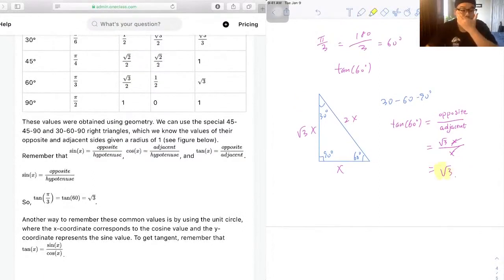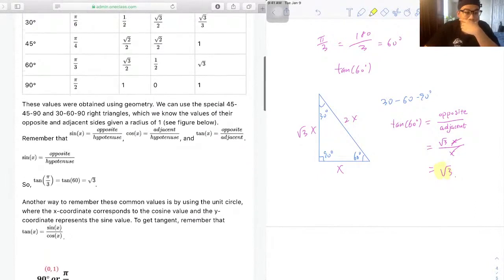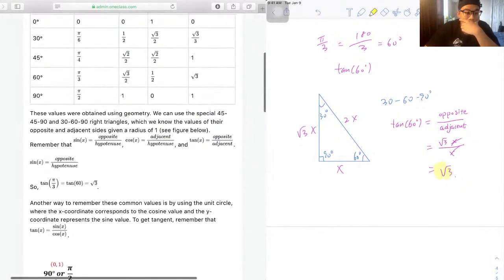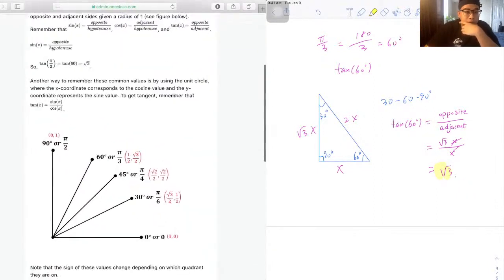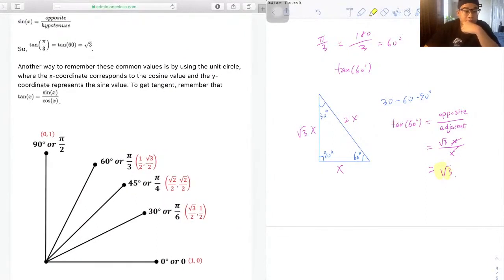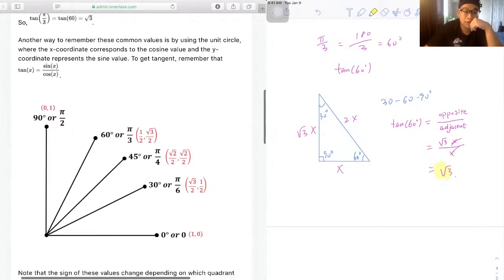And also you can, let me see. Yeah, so you can also do it by using the unit circle way, which Janine The Tutor wrote down here. So another way to remember this common value is by using the unit circle, where the x coordinate corresponds to the cosine value and the y coordinate represents the sine value. So in order to get our tangent, remember that tangent x is equal to sine x over cosine x.